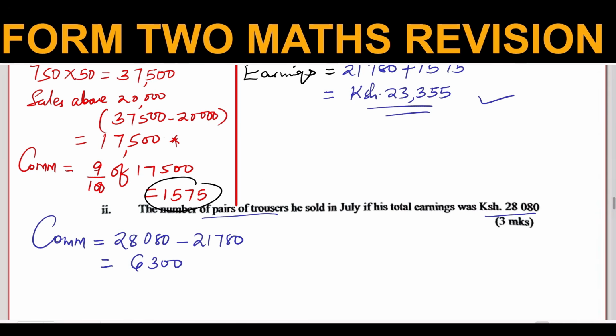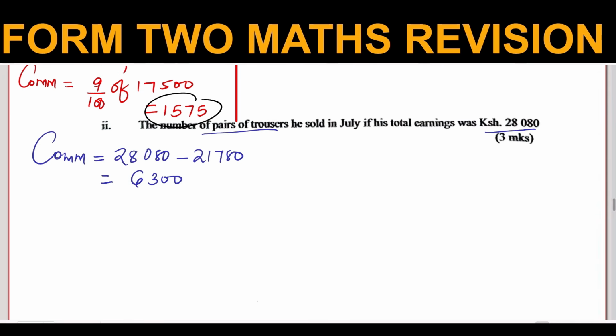Then how is this commission arrived at? You arrive at this commission by getting 9% of goods above 20,000. So this commission, which is 6,300, you get it by working out 9% of the goods that are above, or the sales that are above 20,000.